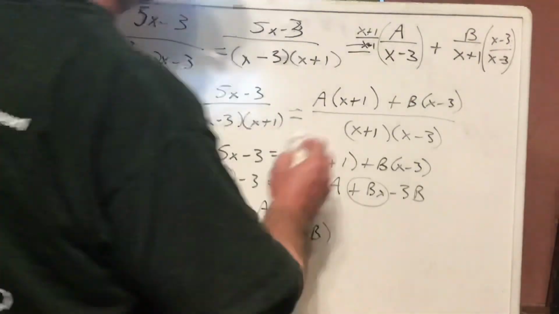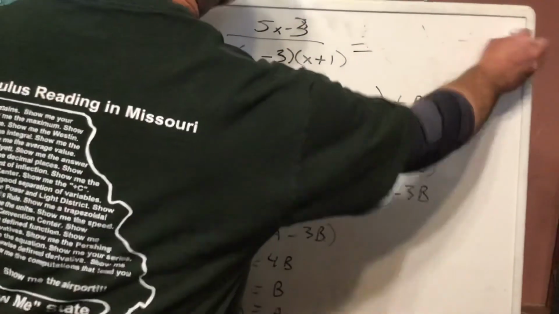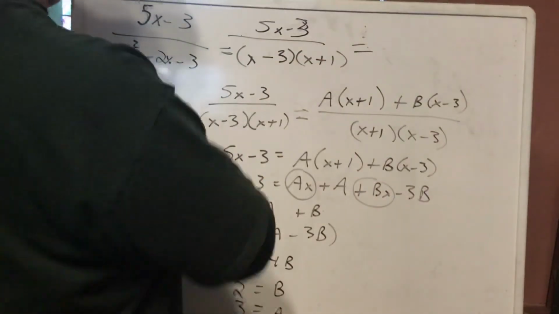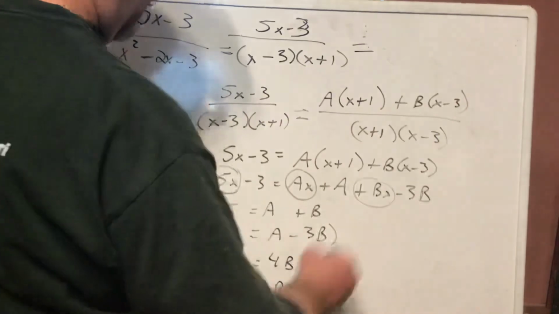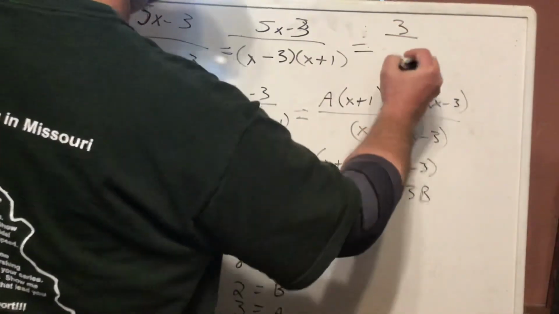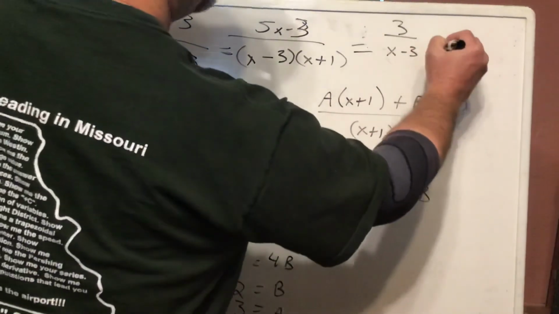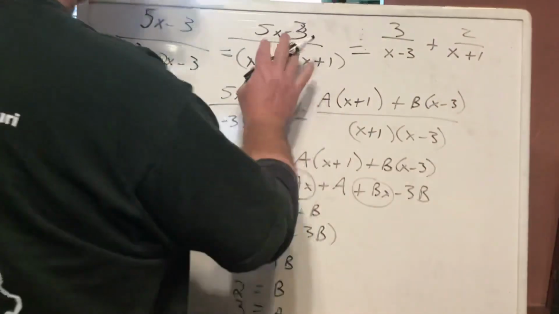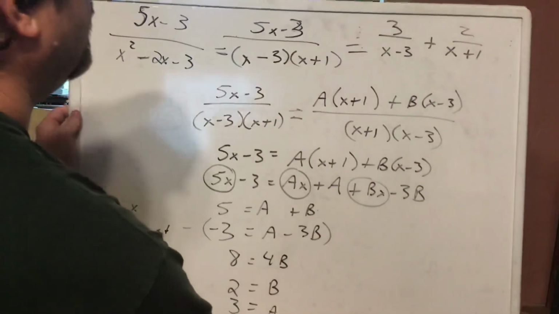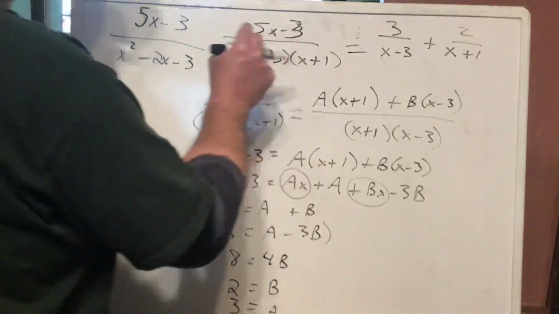That's all well and good. What does that actually tell us? Well, that tells us that up here, when we wanted to know where this 5x minus 3 over x minus 3 times x plus 1 comes from, it was a, which is 3, over x minus 3, plus b, which is 2, over x plus 1. That's where this came from. Those are the two fractions that were added together in order to form this fraction.